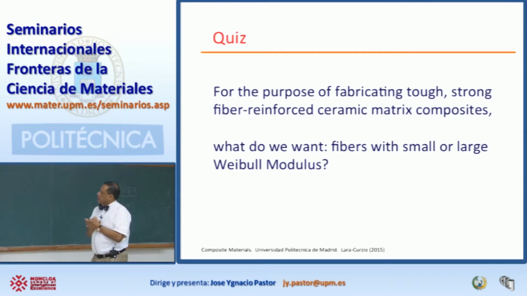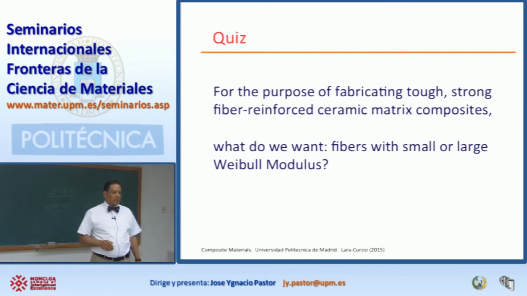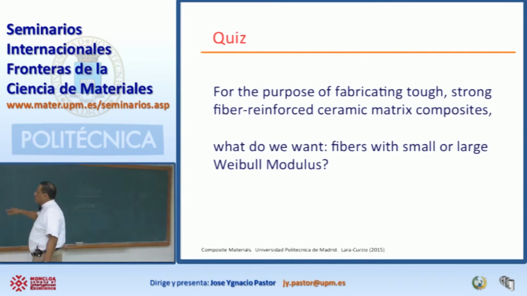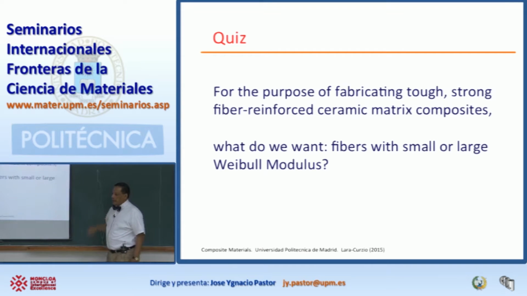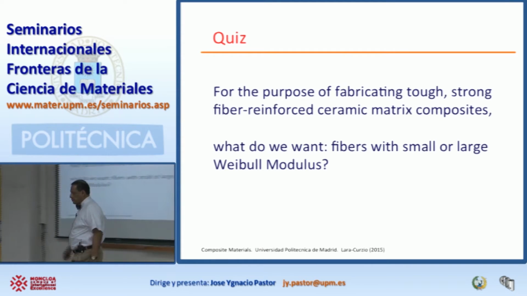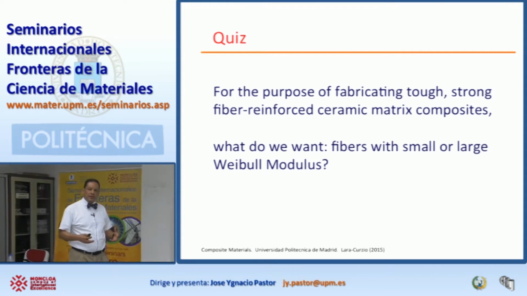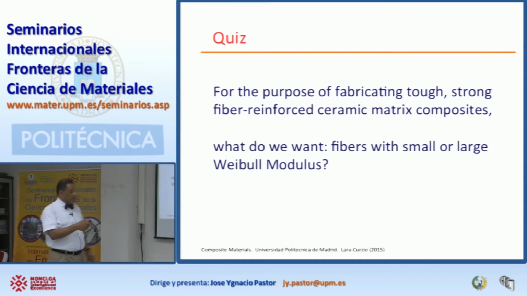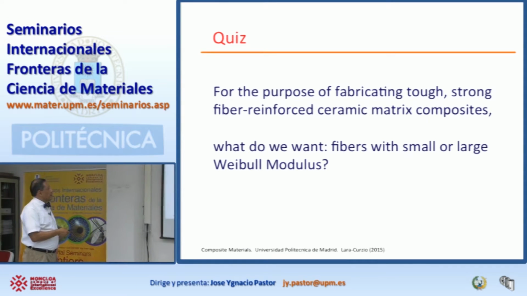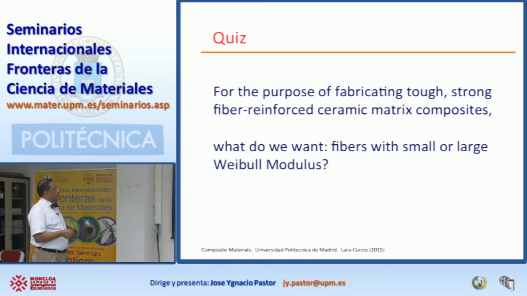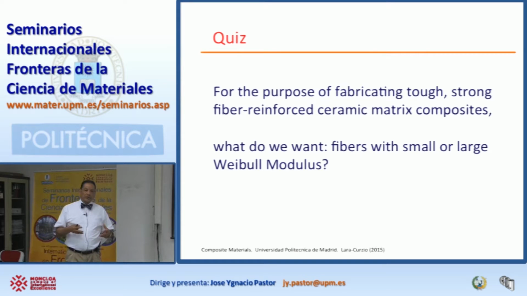So let me ask you a question. Let's assume that we want to make a ceramic matrix composite, okay? And we want this composite to be strong, and we also want that composite to be tough. And by tough, we mean we want a material that will absorb a lot of energy before it fails. Okay? So we want to make a ceramic matrix composite, reinforced with fibers, but we want it to be strong. It takes a lot of stress before it breaks. And we want it to be tough. It means that it absorbs a lot of energy before it fails.